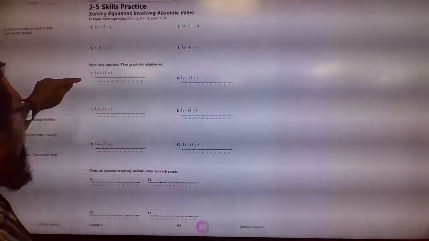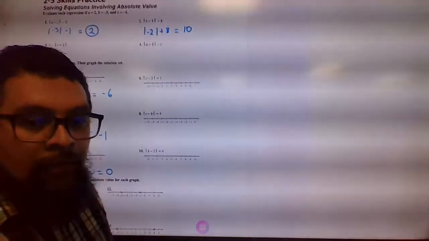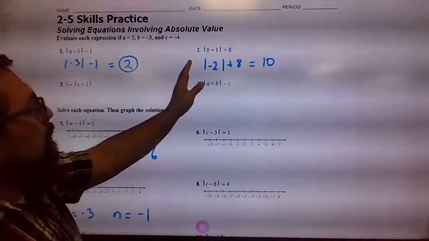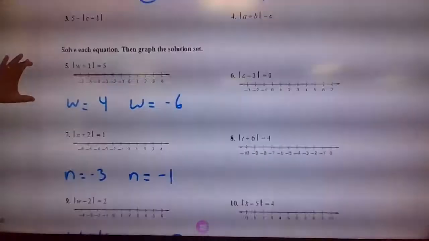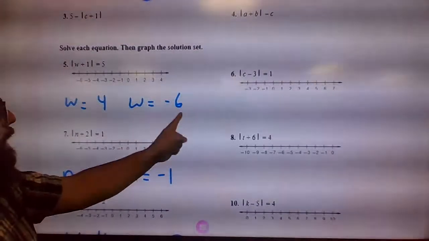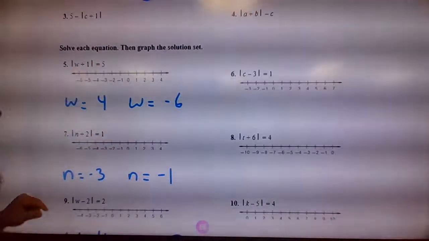I'm going to give you the answers for 1, 2, 3, 5, 7, 9, 11, and 13. If you have them, double check them, make sure that they are correct. Here's your answer for number 1 and number 2. For number 1, the answer is 2. For number 2, the answer is 10. For number 5, your answer is W equals 4 or W equals negative 6. If you check them and put them back in there, you're going to see that they equal 5.